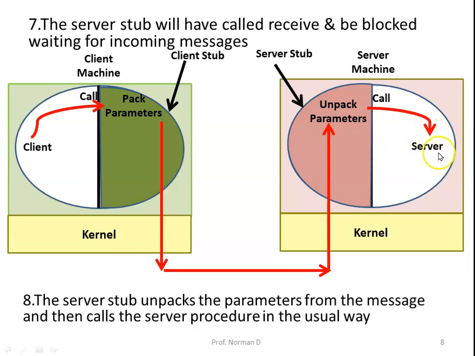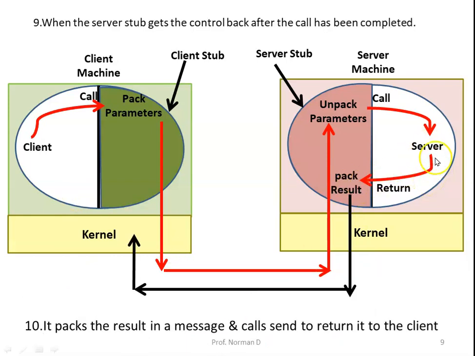Now, the server will perform the operation and send back the response, whatever result is generated, back to the server stub. Once it comes back to the server stub, it has to follow the normal procedure again. It has to pack the result and send it back to the client. Here we can see that the server has performed its operation, some result is generated, and this result is put into a message, the result is packed, and it sends it to the client.